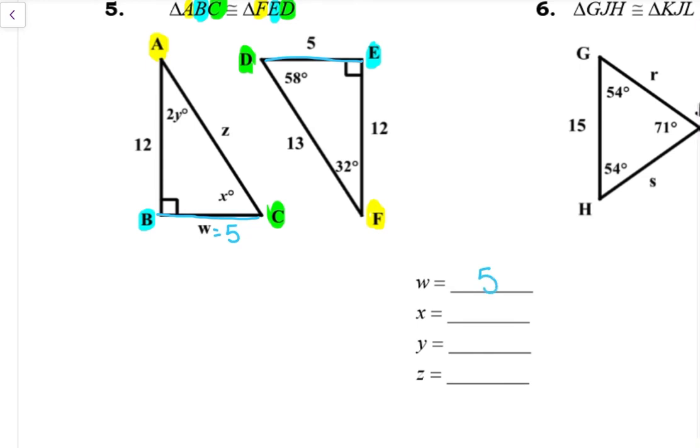Next one I have to find is X. Now X is this angle right here with the green C. Well, I'm going to go find the other green, which is 58. So since that one's 58, this one has to be the same. So this one's also 58. So 58 degrees.